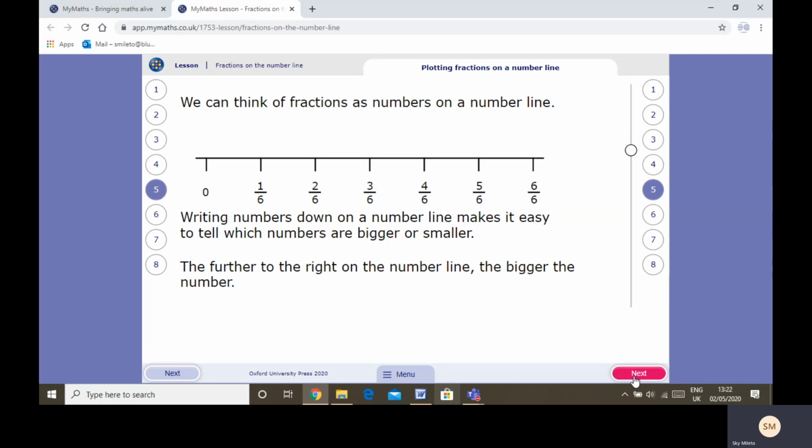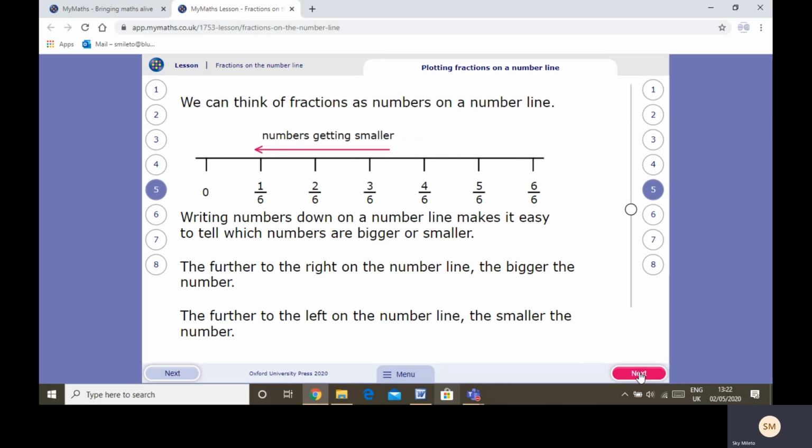It can help us tell which numbers are biggest and smallest. The further to the right, the further this way, is the biggest number. And the further to the left is the smallest number, the smallest fraction. But it's not a whole number.